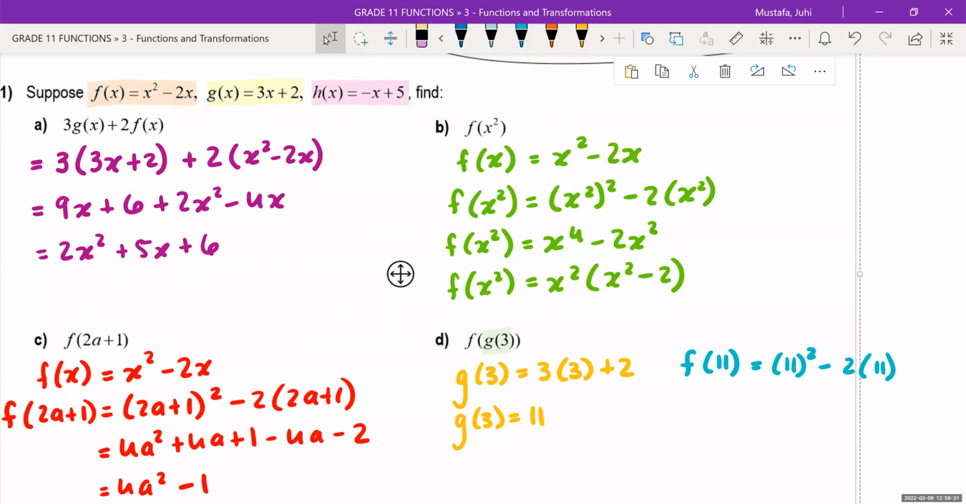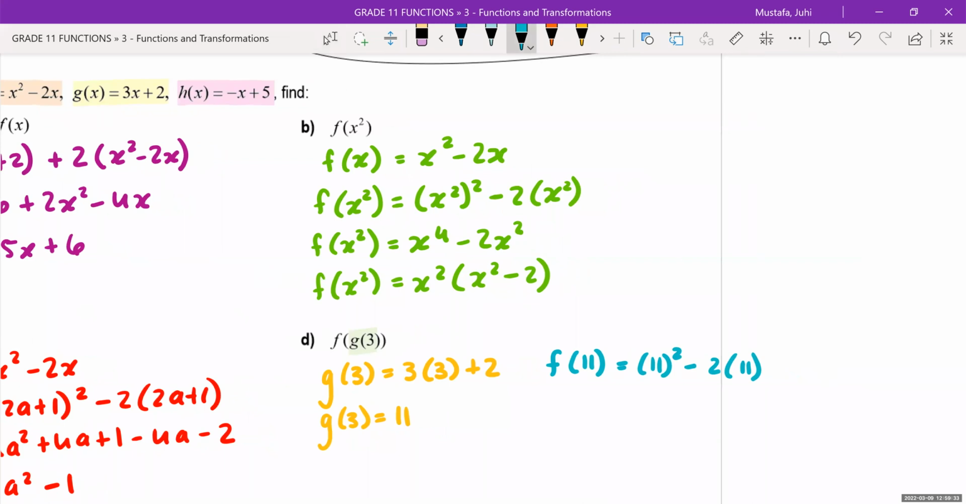There we go. Okay, so let's solve this. It's going to be 121 minus 22, and this is just going to be 99 is our final answer.